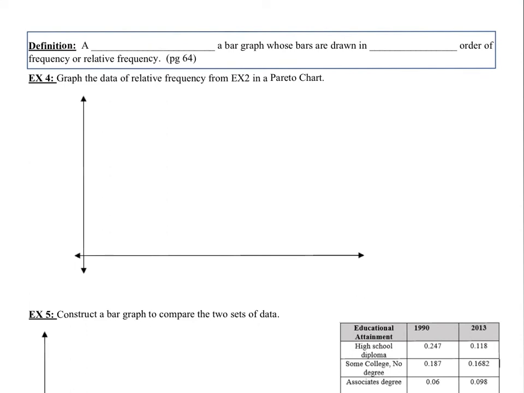So, looking at a new definition, a Pareto chart, which I believe is the way to say it, I might be saying that wrong. A Pareto chart is a bar graph whose bars are drawn in decreasing order of frequency or relative frequency. Okay, so what we want to do is graph the data of relative frequency from example 2 in a Pareto chart.